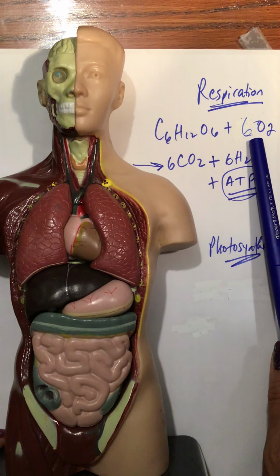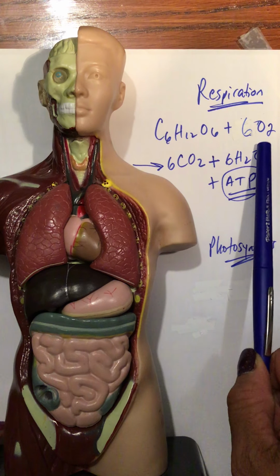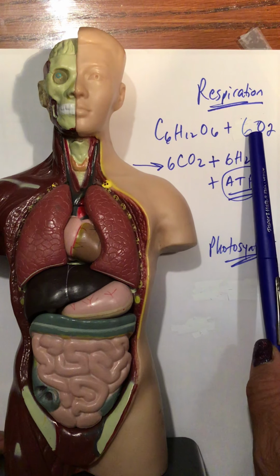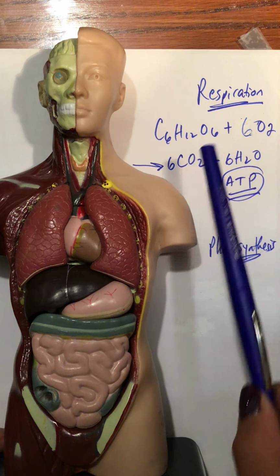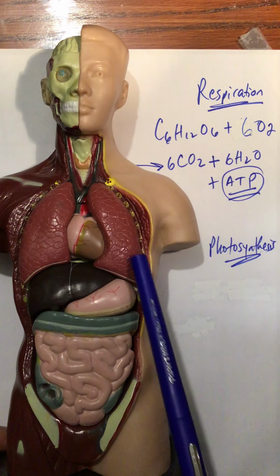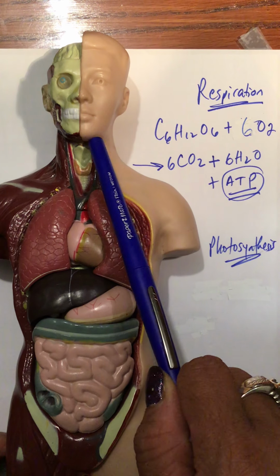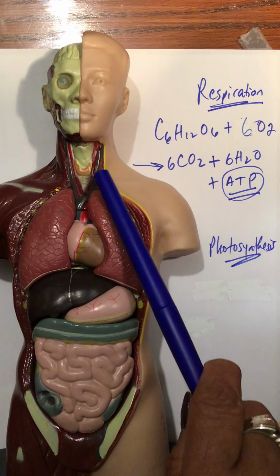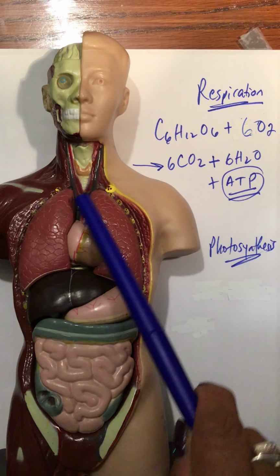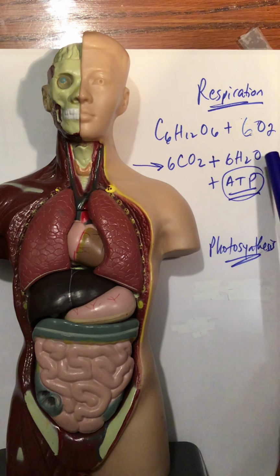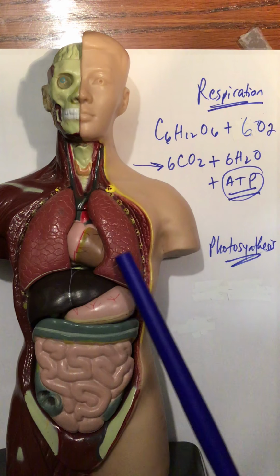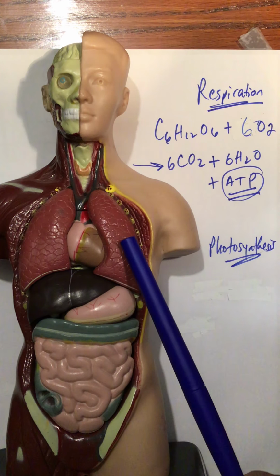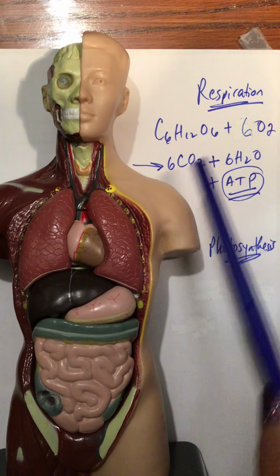But what about the oxygen? Now we have to bring in the molecules of oxygen through a different system. And the organ system that we're going to look at next is the respiratory system. So this is the respiratory system, and it begins in the mouth and the nose also. And we bring in the oxygen that way, and it goes down the trachea and into the lobes of the lungs.